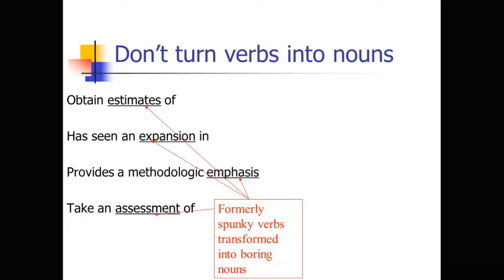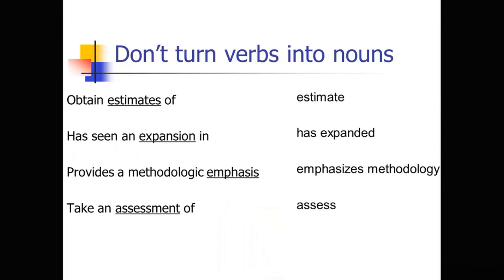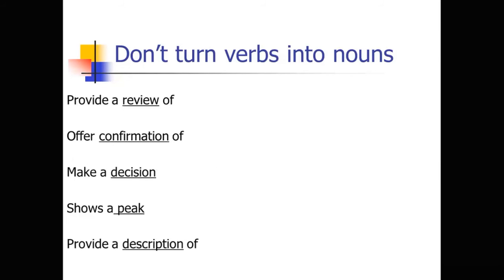Estimate, expansion, an emphasis, an assessment. And then not only do we do that, but we then pair this kind of boring noun with a really boring verb. Obtain, has seen, provides, take. So you want to turn all of those back into just the nice, direct, spunky verb. So you would say, estimate, has expanded, emphasizes methodology, and assess. We don't need all of those extra words. We can drop all of those extra words and get right to the verb.